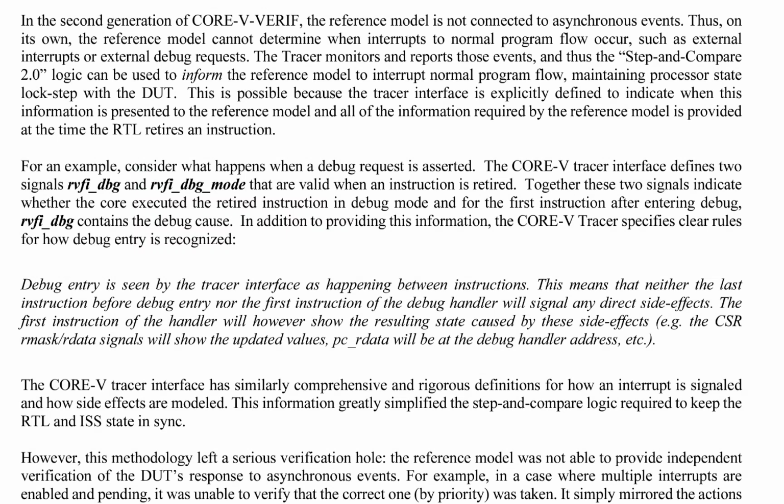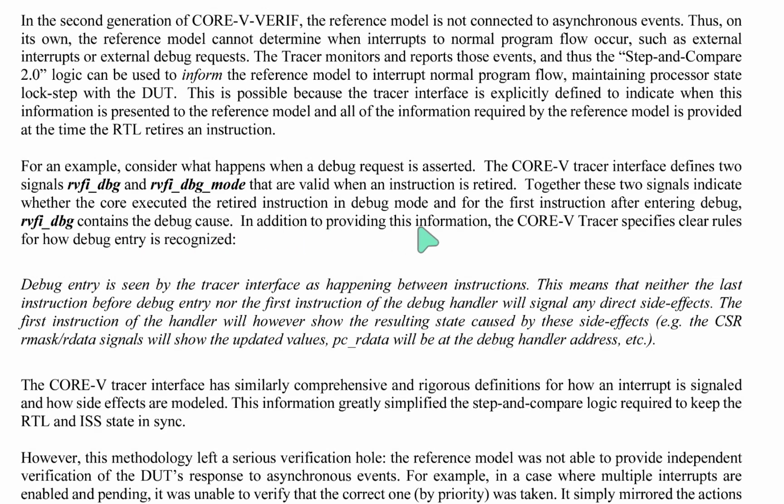The CORE-V tracer interface defines two signals, RVFI_DBG and RVFI_DBG_mode, that are valid when an instruction is retired. Together, these two signals indicate whether the core executed the entire instruction in debug mode and the first instruction after entering debug, and RVFI_DBG contains the debug codes.